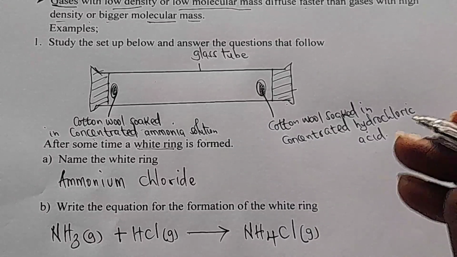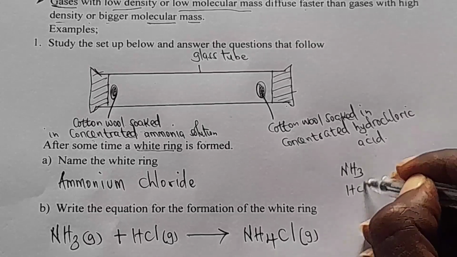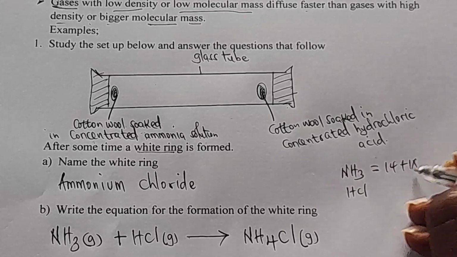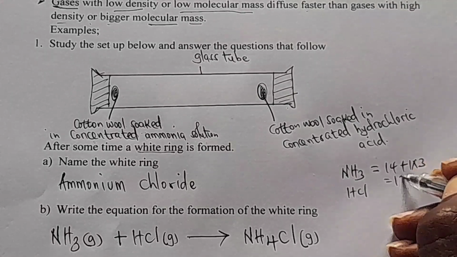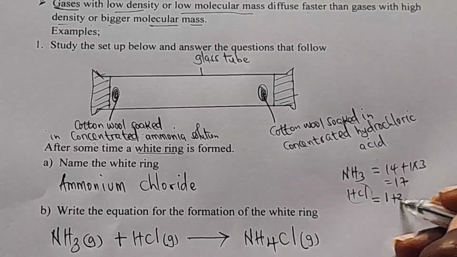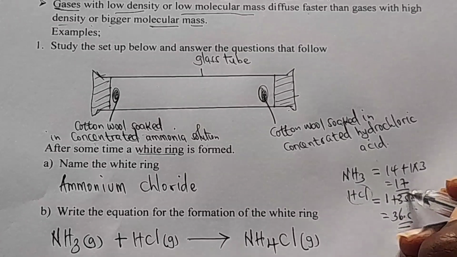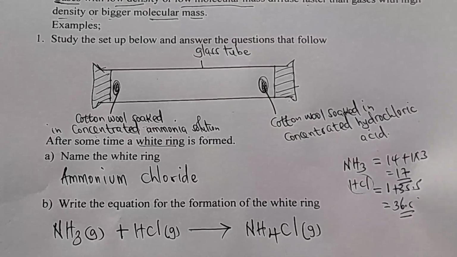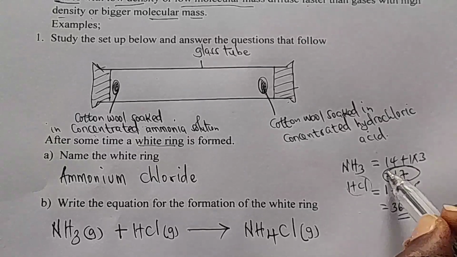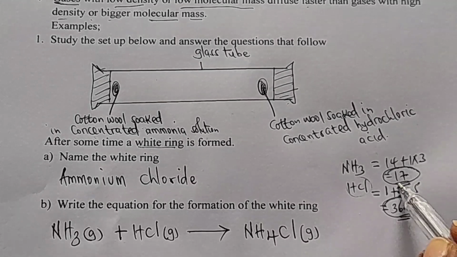Let us see, first of all, the relative molecular mass of ammonia and that of hydrogen chloride gas. The molecular mass of ammonia is N, which is 14, that's nitrogen, plus 1 times 3 for hydrogen. This will be 17. What about hydrogen chloride fumes? We're having 1 for hydrogen plus 35.5 for chlorine, so this is 36.5. Check which one has a low relative molecular mass; that one diffuses faster than the other. Here ammonia has 17 and hydrogen chloride gas has 36.5. That means ammonia diffuses faster.